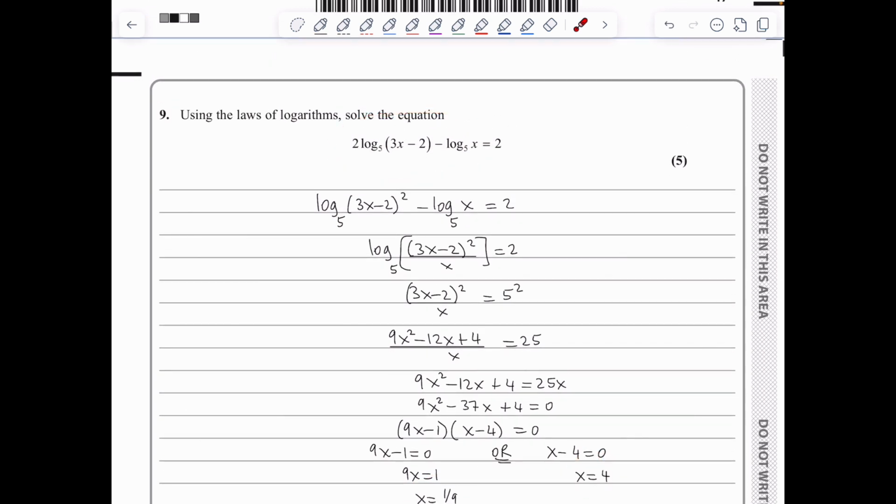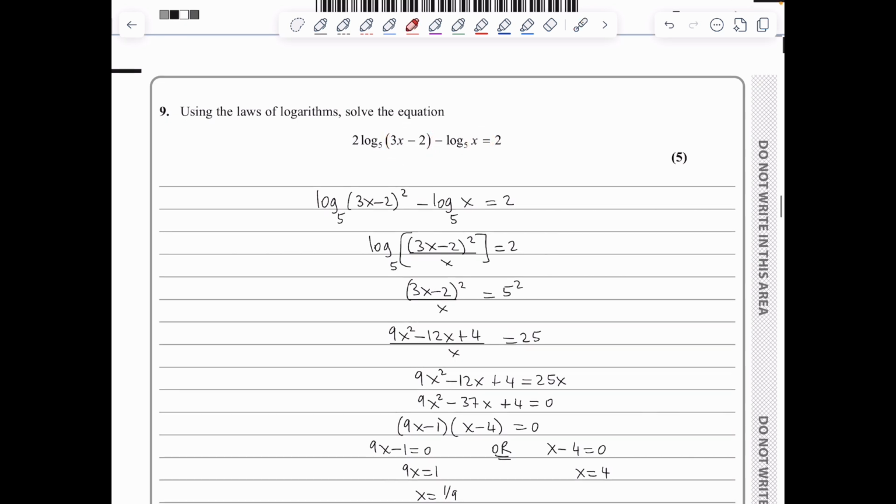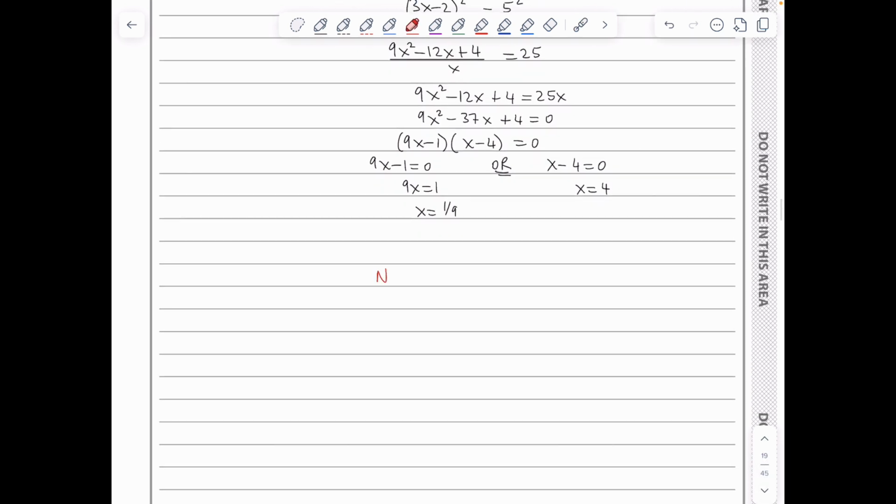We had the log of 3x minus 2 and the log of x, and we know that the argument of the logarithm should always be positive, so we need both of these to be positive. So we need 3x minus 2 to be positive, and we also need x to be positive. So we need 3x to be greater than 2, which means x is greater than 2 over 3, as well as x being greater than 0. Now, both of these inequalities are satisfied when x is greater than 2 over 3.